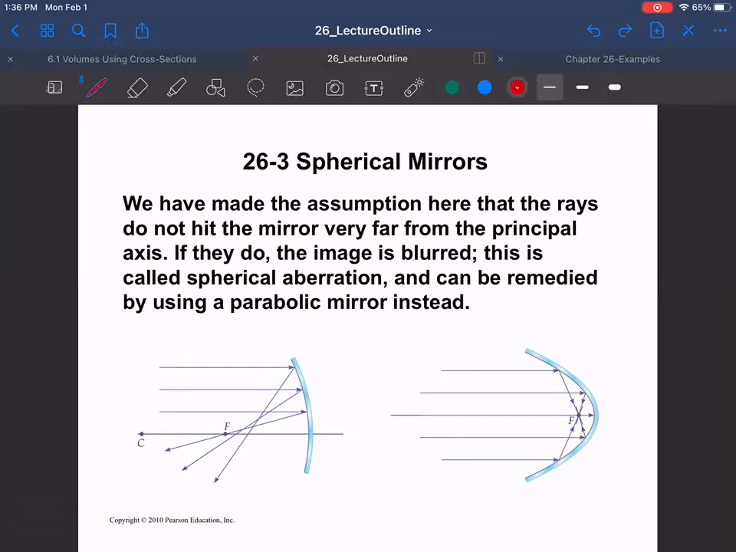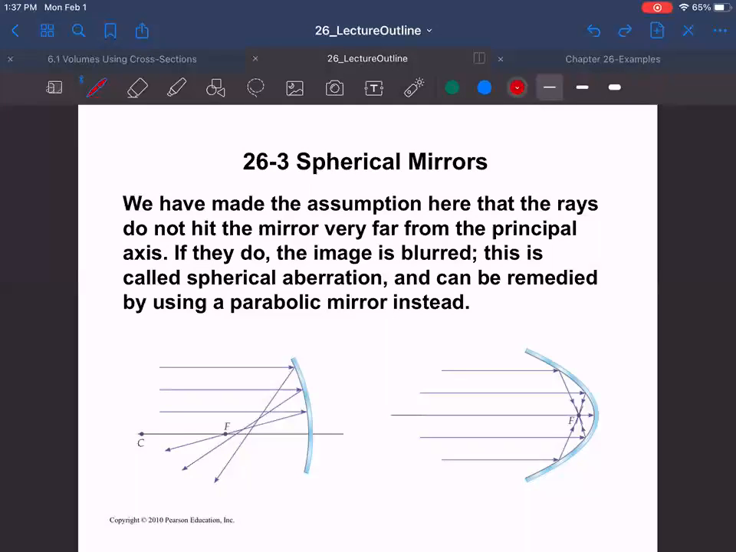Here is where we talk about this. Spherical mirrors, as you get further and further away from the principal axis, do not actually reflect the light directly through the focus. They get it near the focus. And the further you get away from the center, the further the reflected rays get from the focus. If you want to fix this, you have to use a parabolic mirror.